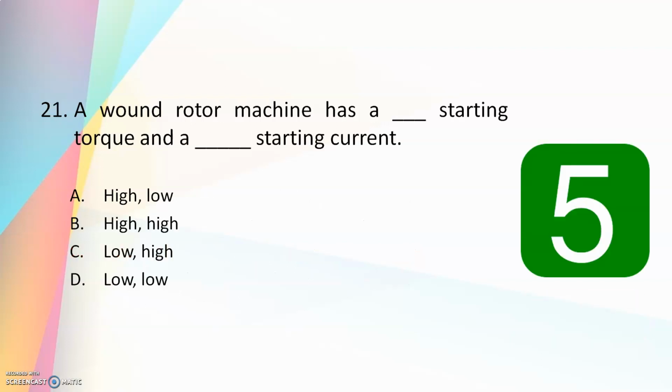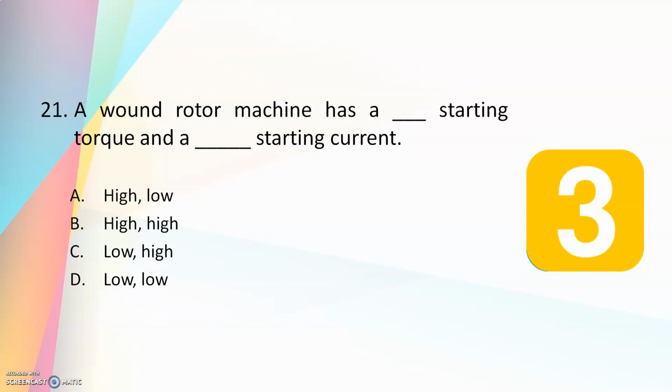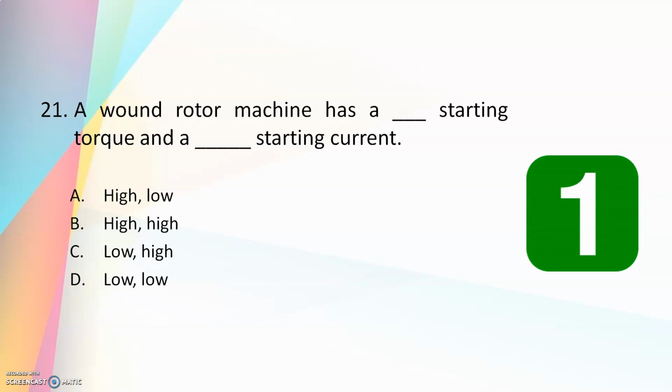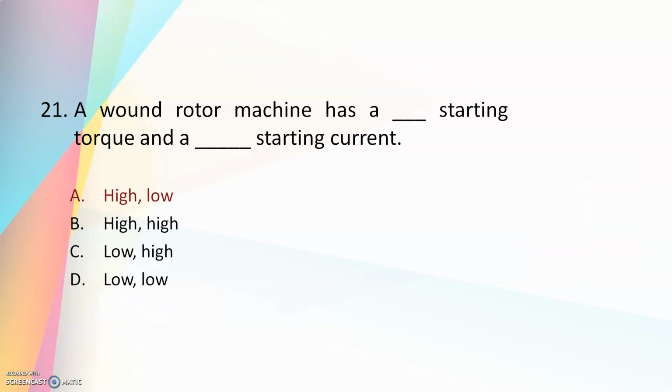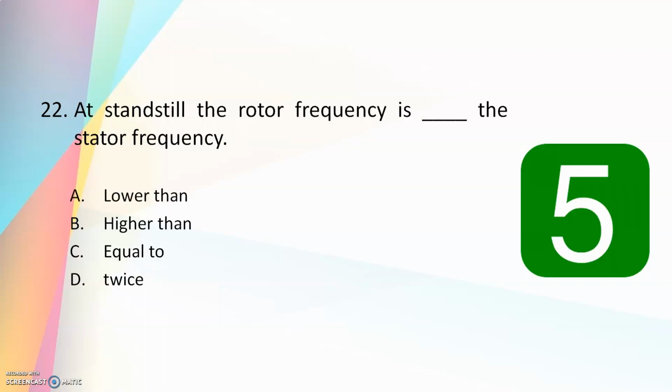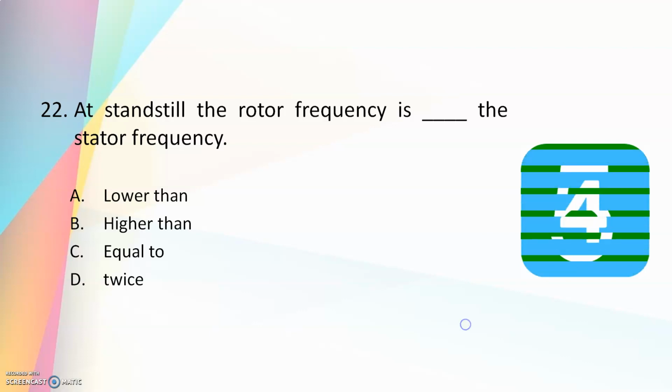A wound rotor machine has a dash starting torque and a dash starting current. High, low; high, high; low, high; low, low. And here you go. And the answer is high starting torque with low starting current. At standstill, the rotor frequency is dash the stator frequency: lower than, higher than, equal to, twice. And here you go.